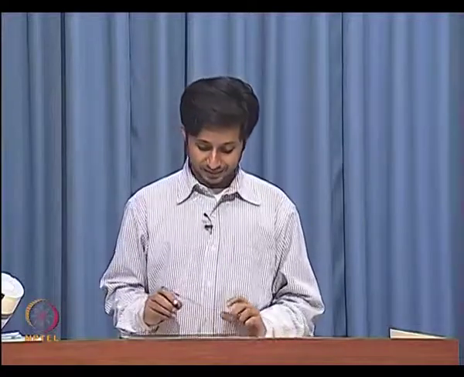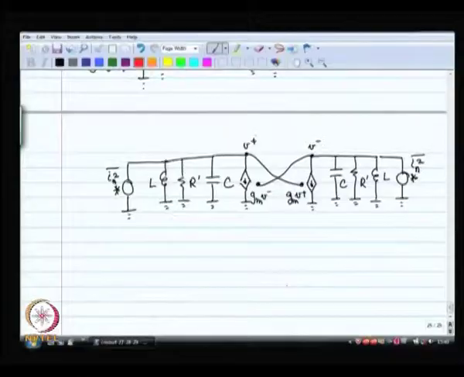So, let us talk about what happens to V plus, and we are going to select one noise source at a time. So, let us first pick this particular noise source, call this noise source number 1 and let us call this noise source number 2. So, we will pick noise source number 1 and see what is its effect on the output.